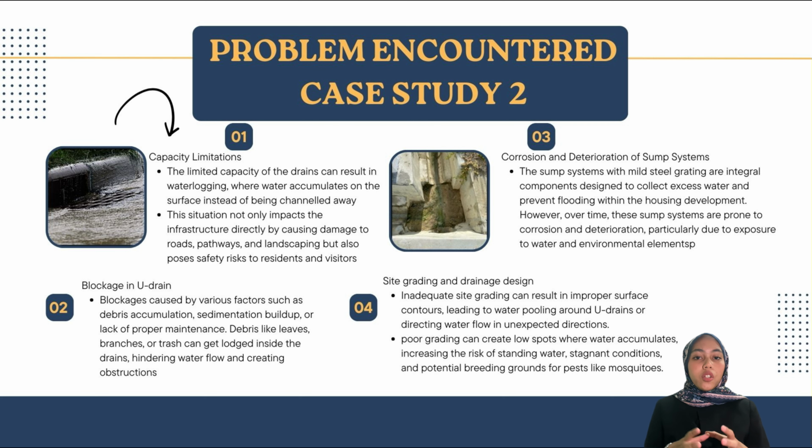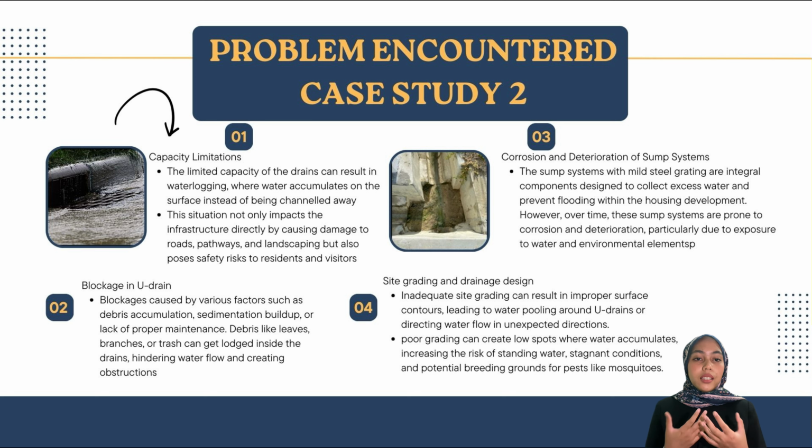There are a few problems encountered for case study 2. Firstly, capacity limitation results in waterlogging, where water accumulates on the surface instead of being channeled away. This causes damage to infrastructure and poses safety risks to residents and visitors. Secondly, blockage in the U-drains was caused by debris like leaves, branches, and trash. This blockage hindered water flow and reduced the system efficiency.